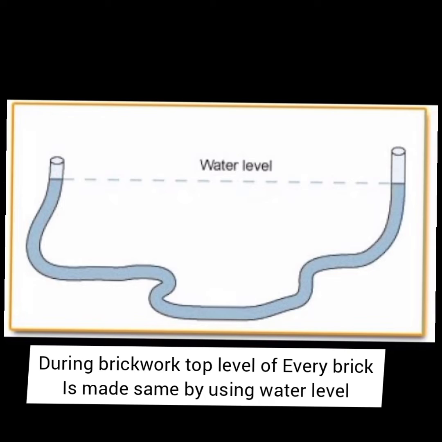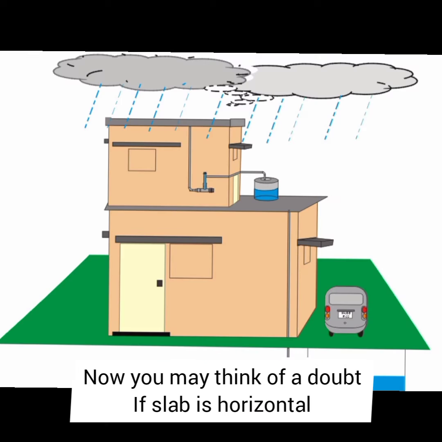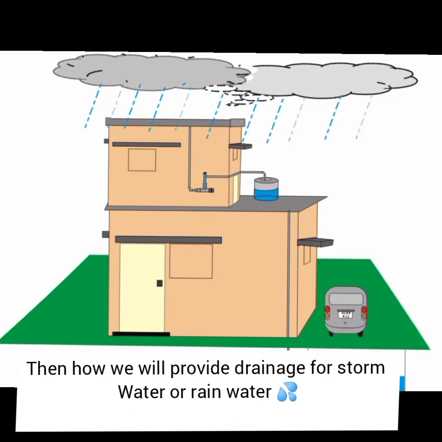During brickwork, the top level of every brick is made the same by using a water level. The top level of every brick is made the same to make the slab horizontal. Now you may have a doubt: if the slab is horizontal, then how will we provide drainage for storm water or rainwater?